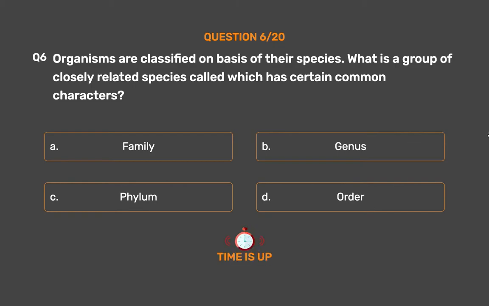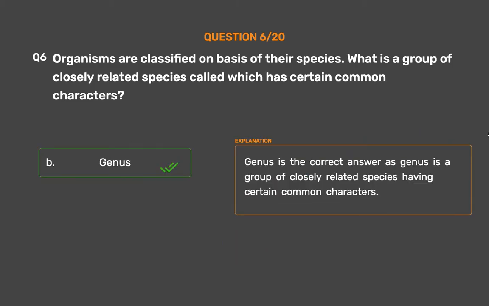The correct answer is Option B. Genus. Genus is the correct answer as genus is a group of closely related species having certain common characters.